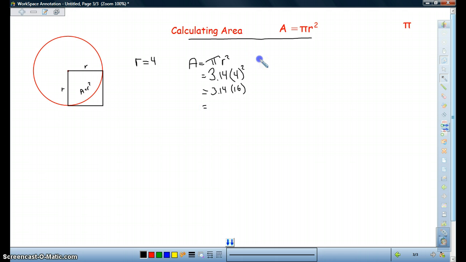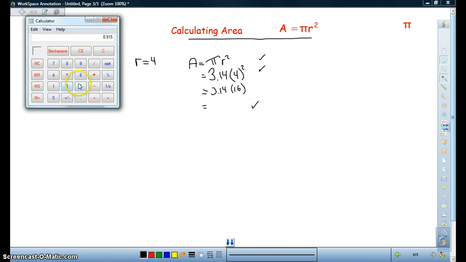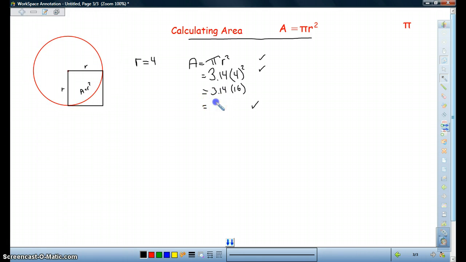But for most of us, this is all calculator work, you could have gone straight from line 1, line 2, and line 3. So let's see what the calculator says. 3.14 times 16 is 50.24. And because our radius is squared, it's going to be meters squared. And that's it for finding area.